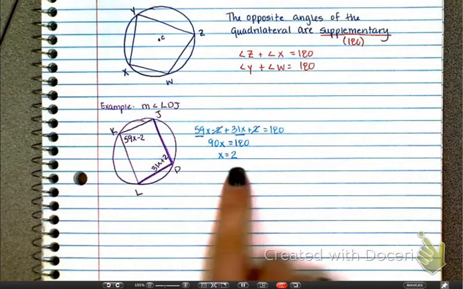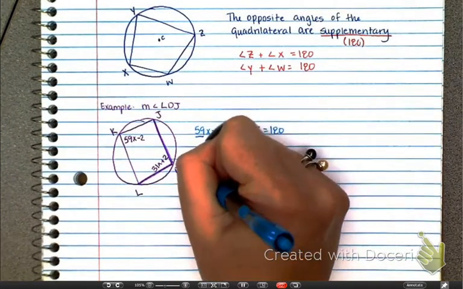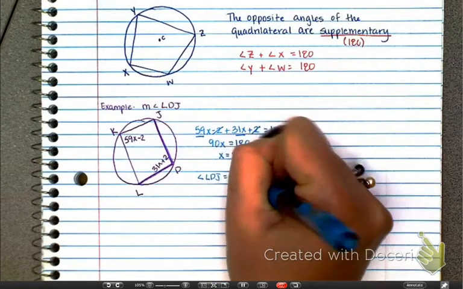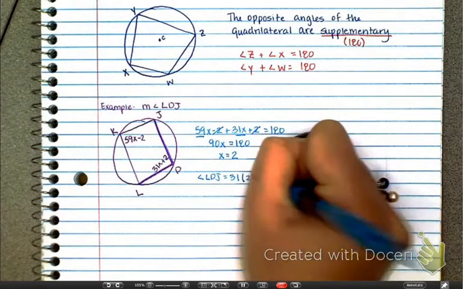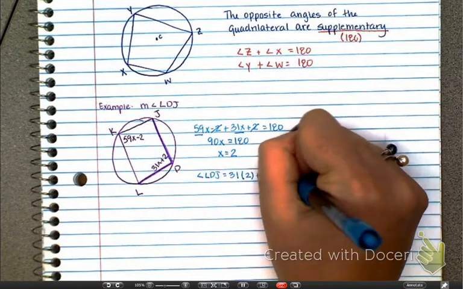Last step is to plug 2 into LDJ. So LDJ is 31 times 2 plus 2, which is 64 degrees.